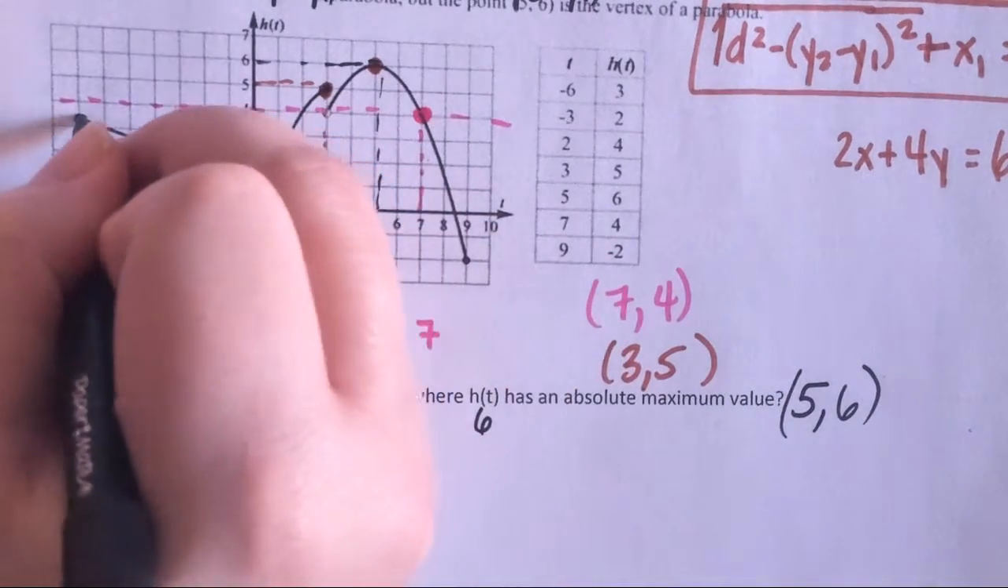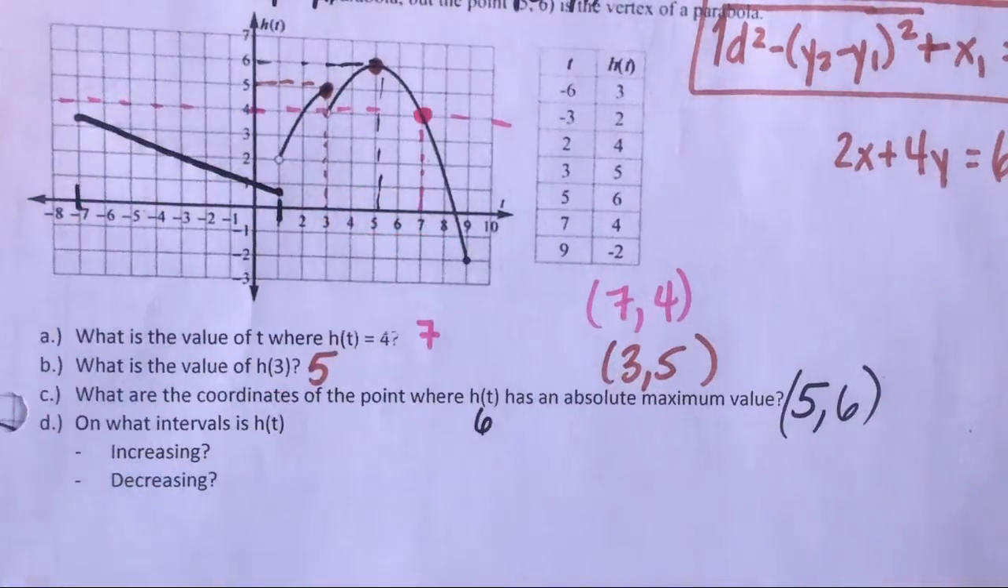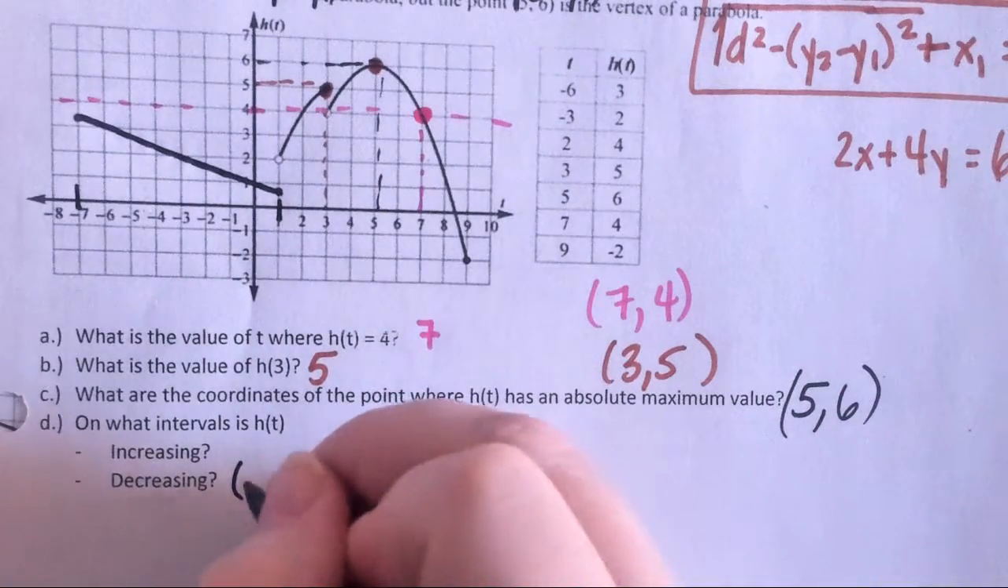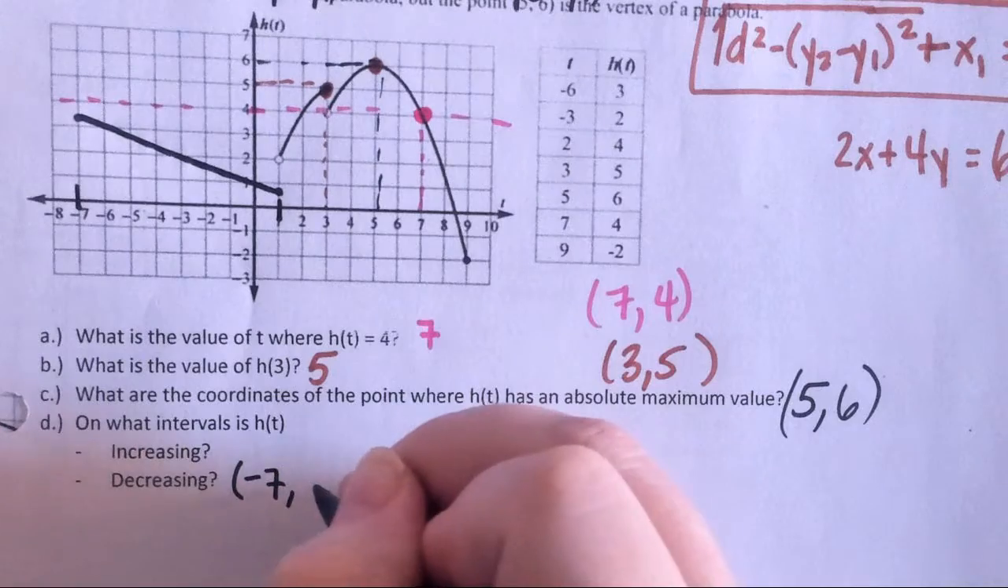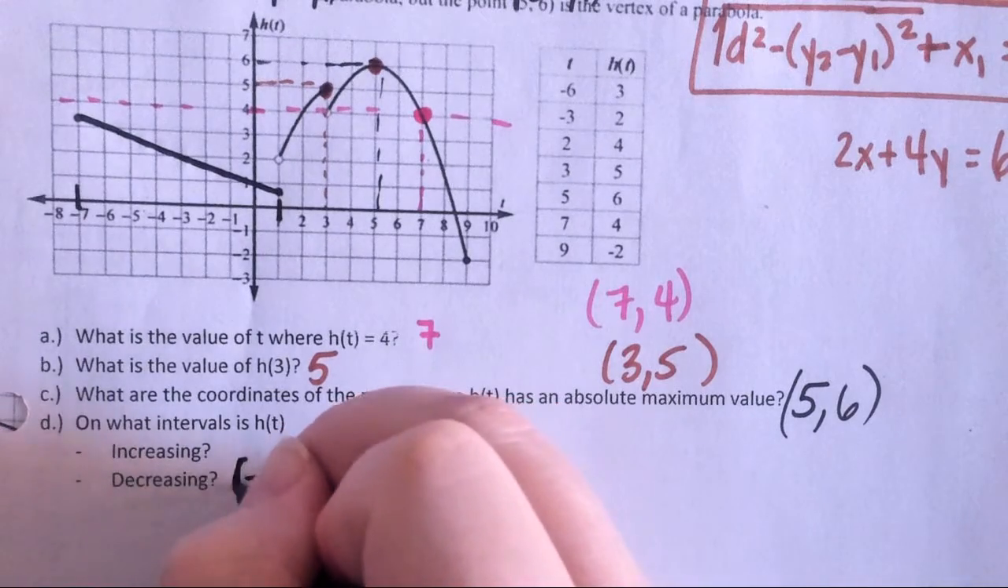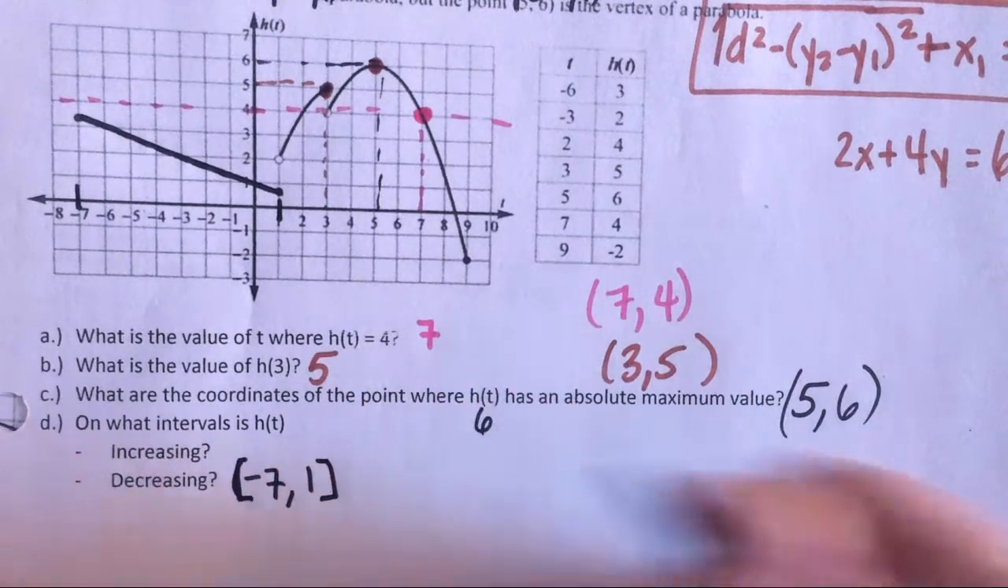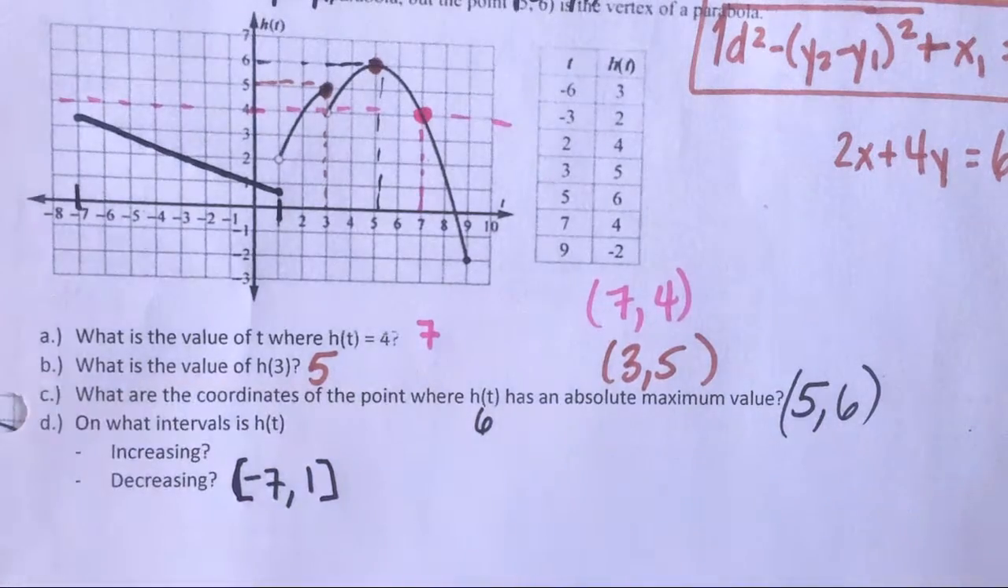It's decreasing. Look at this. If this was a roller coaster, you told me we were going down the hill. So we're decreasing from -7 to 1. And we actually touch it at 1, so I'm going to put it in the brackets.